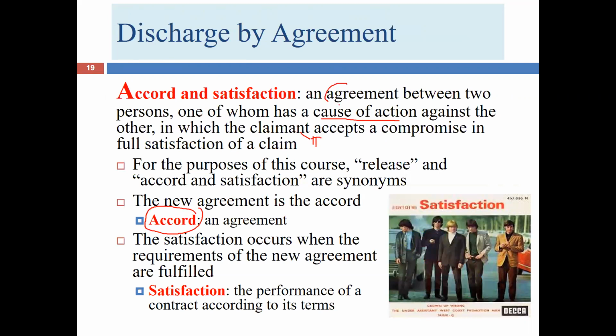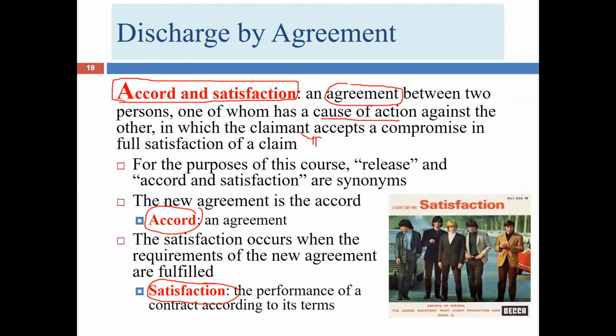Right here, that's the first stage. And then we have the satisfaction, which is when the payment is actually paid. So if we have an accord and satisfaction, I agree to pay Bob $5,000, then that agreement, which Bob signs and I sign, is the accord. When I actually pay the $5,000 is when we have the satisfaction. So we consider this a complete transaction, a completed action.